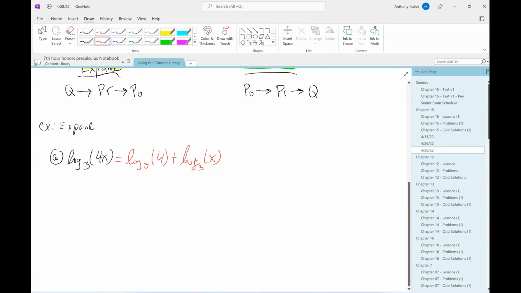Forgot that 3. So that gives us log base 3 of 4 plus log base 3 of x. Now I've created 2 new logs, so I need to start checking the properties all over again at the beginning. So I'm going to be looking at log base 3 of 4 and log base 3 of x, and first checking for quotients. Of course there's not. Products? No? Okay. Powers?